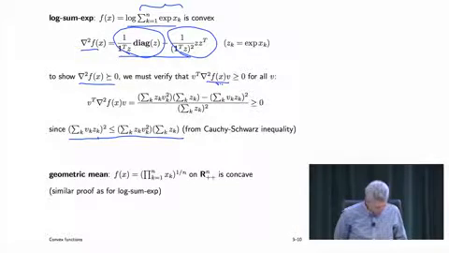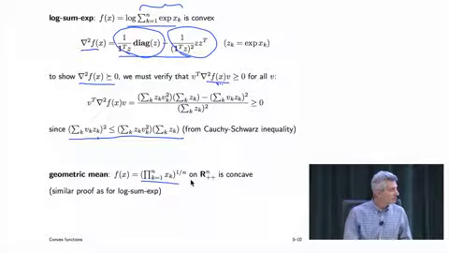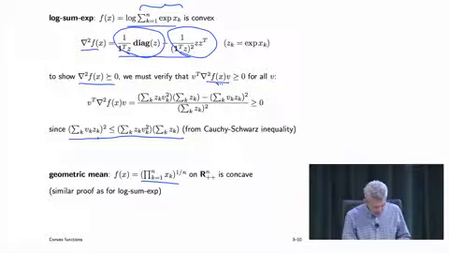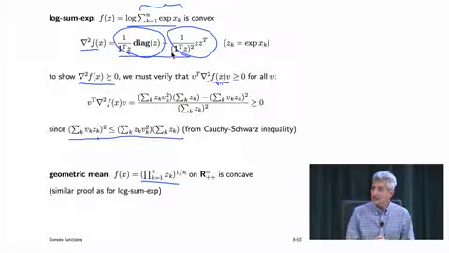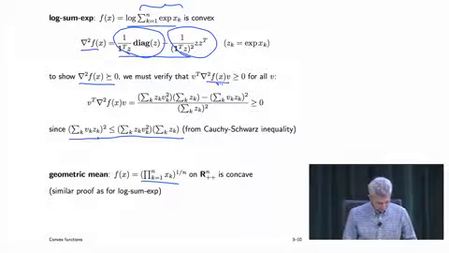Geometric mean. So the nth root of the product of a bunch of positive numbers, well, or non-negative for that matter, that's concave. And it's the same kind of thing. In fact, it turns out that for a function like that, and for many functions like this, the Hessian is non-negative diagonal minus rank 1. That's what this is. And the same type of argument holds. Okay.